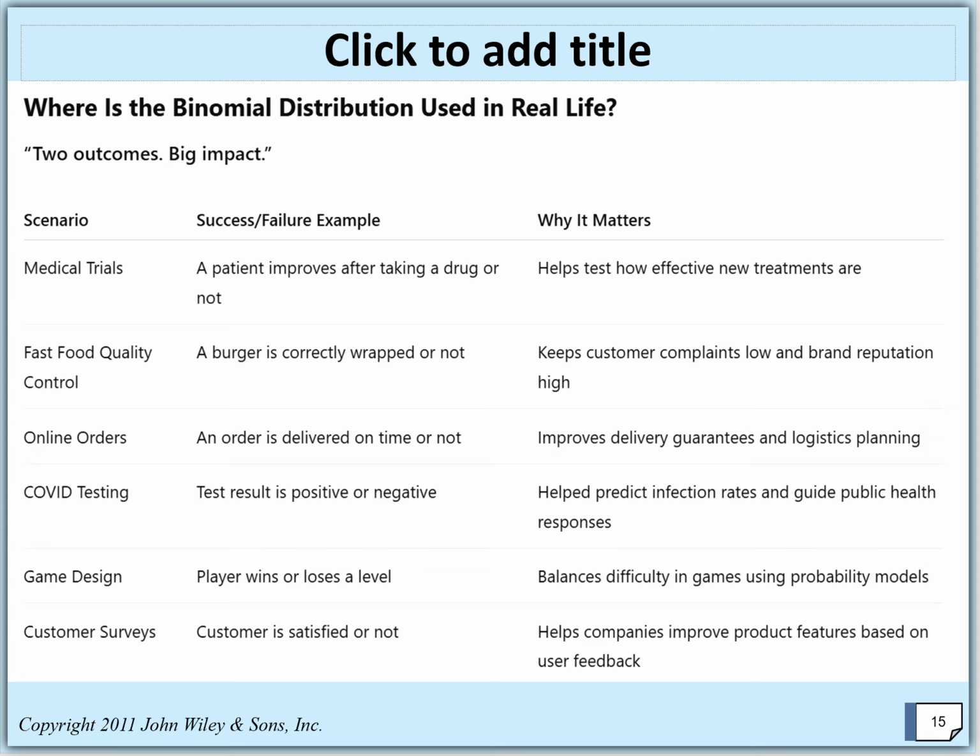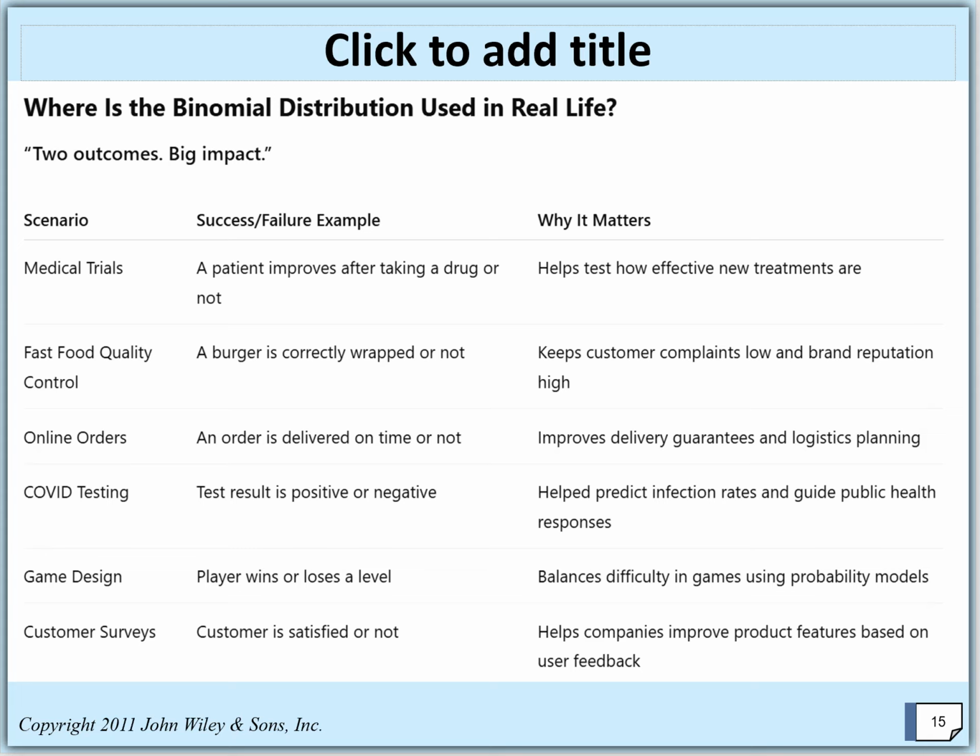Where is the binomial distribution used in real life? Remember, two outcomes only. Medical trials: a patient improves after taking a drug or not. Why it matters? It helps test how effective a new treatment is.